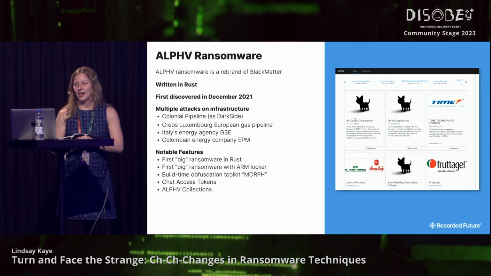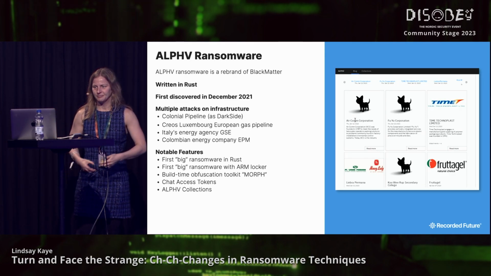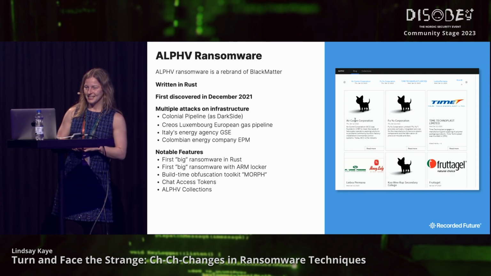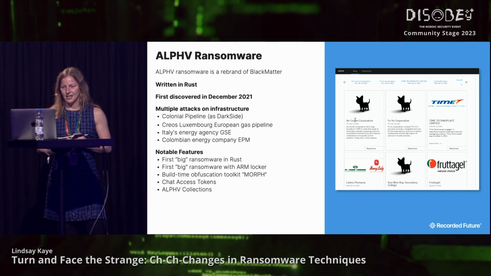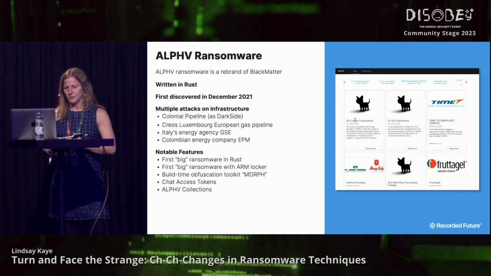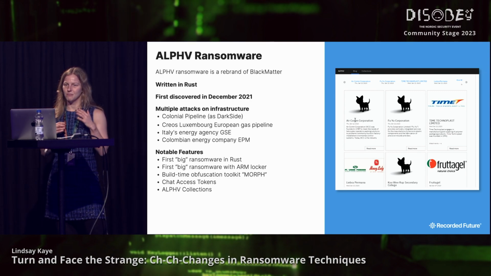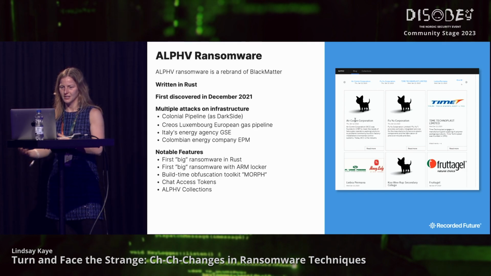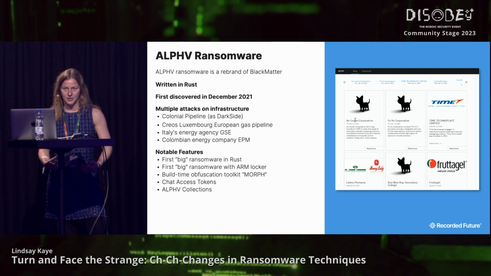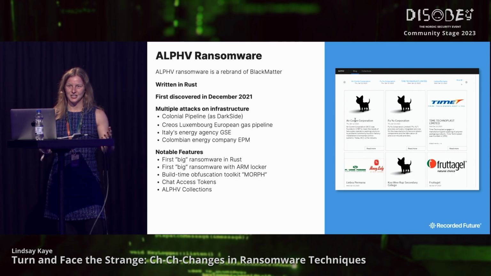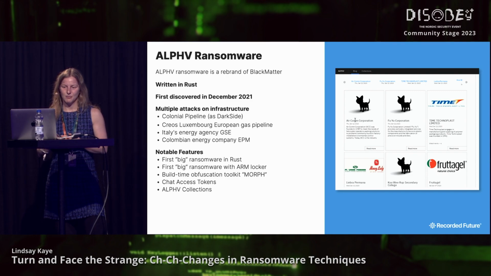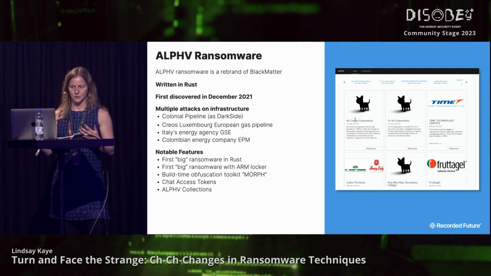Speaking of Alpha, Alpha is a rebrand of Black Matter. Their code is written in Rust, which is fairly unusual, and they were first discovered in December 2021. They're known for multiple attacks on infrastructure. Back when the group was originally DarkSide, before they became Black Matter and then Alpha, they attacked Colonial Pipeline, which was a huge issue in the US. People all freaked out. But they're also known for a lot of other attacks as well.